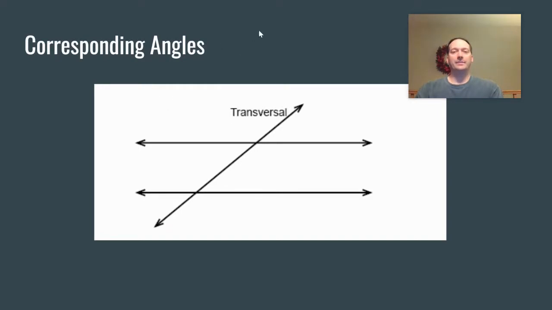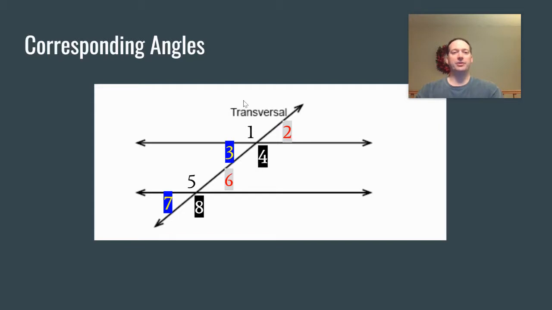Okay, with that, we have a concept known as corresponding angles. Corresponding angles are angles that are in the same relative location. So 1 and 5 would be considered corresponding because they are both above their parallel line and to the left of the transversal. 2 and 6 are corresponding because they are above the parallel line and to the right of the transversal. 3 and 7 are corresponding because they're below the parallel line to the left of the transversal. And finally, 4 and 8 are corresponding because they're below the parallel line and to the right of the transversal.